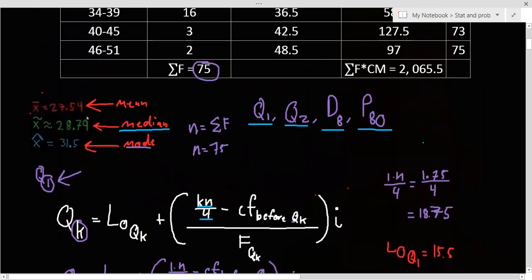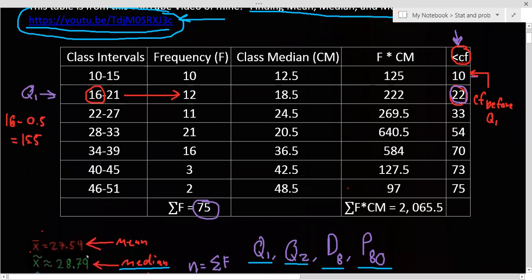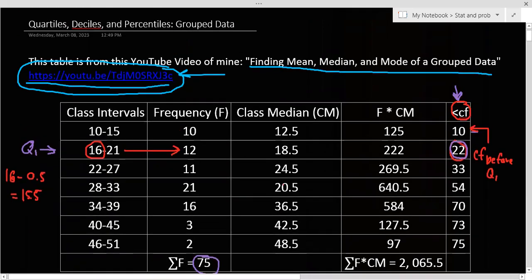And last but not the least, si I. Si I basically class width. Basically, total number in a class interval. Kumbaga, how many numbers are there in a class interval? So kunwari, ito, si 16 to 21. Okay, this class interval, ilang numbers kaya meron dito? Meron tayong 16, di ba?